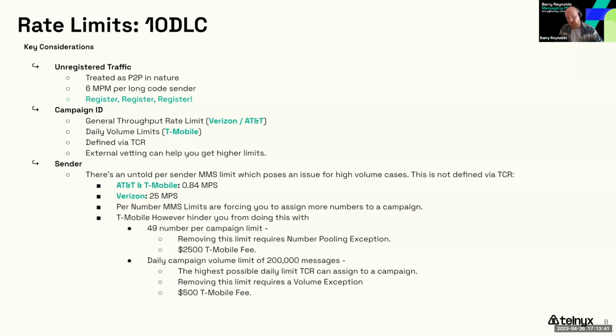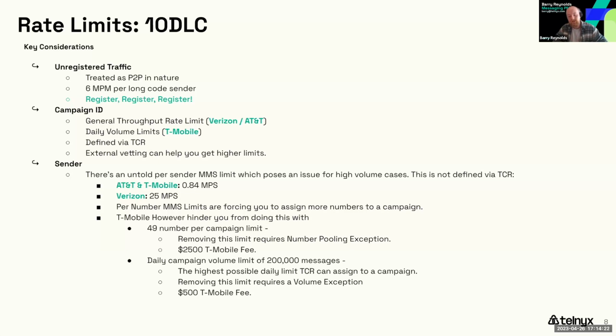So the gotcha I was just referring to, there's still an untold sender limit, which is defined over MMS, again, in that vein of being a resource intensive protocol. They're not handing out this throughput to everybody. So I will preface that, first of all, this isn't defined via TCR. You won't actively see it there. And also, it doesn't make sense with the shift towards campaign limiting to still do this. And it's something we've spoken out against, and unfortunately it is what it is right now, so we'll have to work with it.